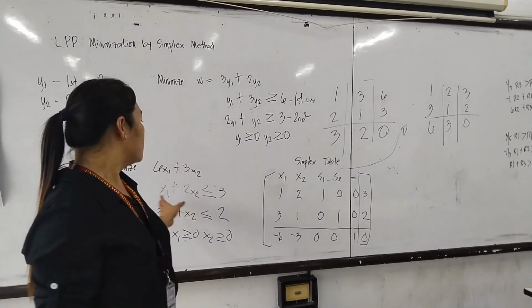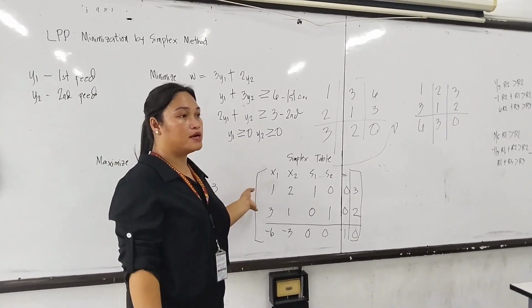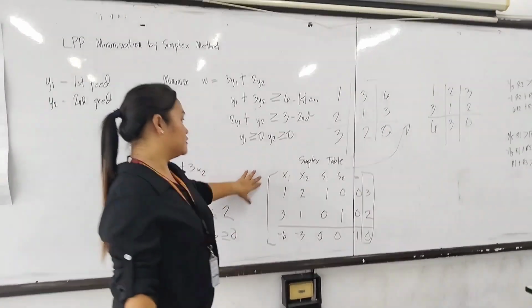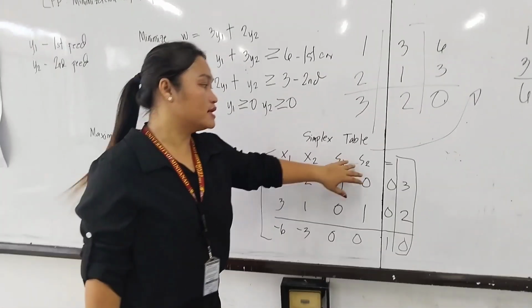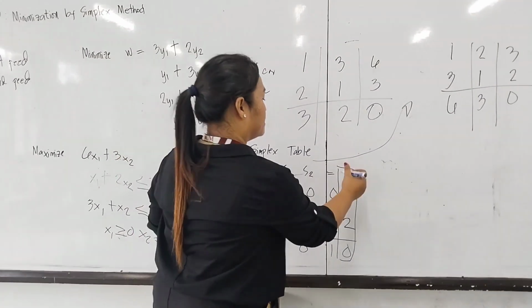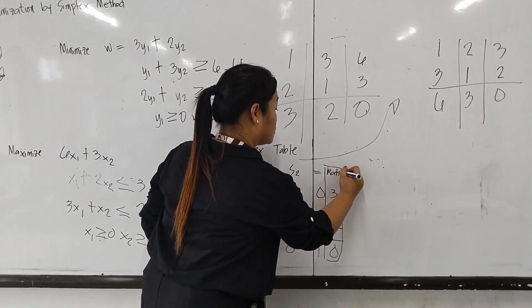Now we have to form our simplex table. So this one: x1, x2, s1, s2, equal, then its ratio.